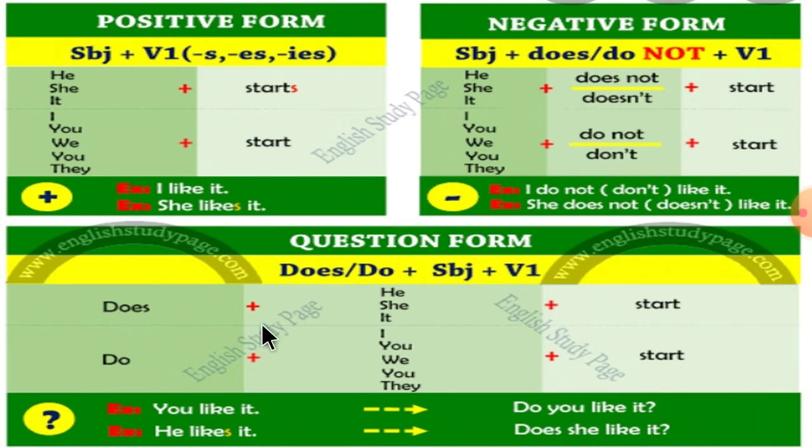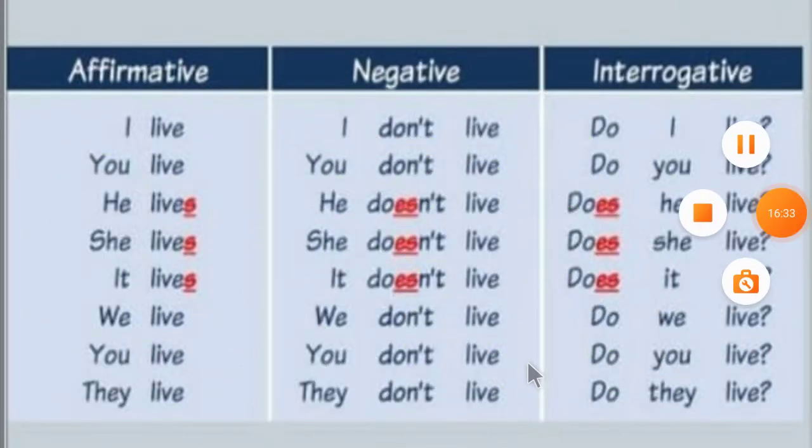See here. Does he, she or it start? Does he start? Does she start? Does it start? And at the end of the sentence, a question mark. Then, do I start? Do you start? Do we start? Or do they start? Okay, like that you have to make questions. Now, let's see all the examples together.